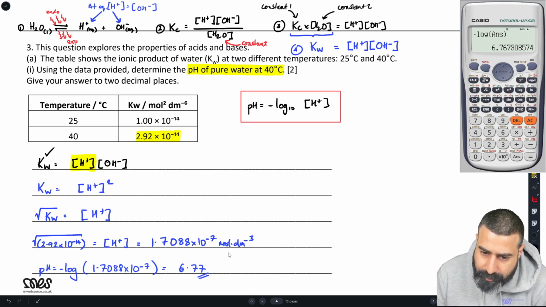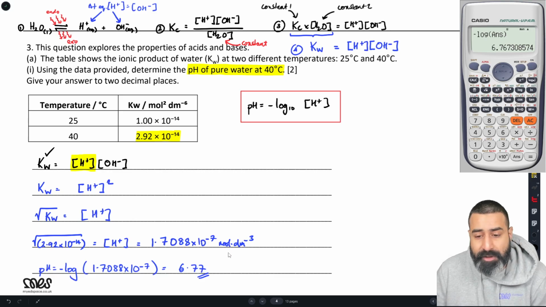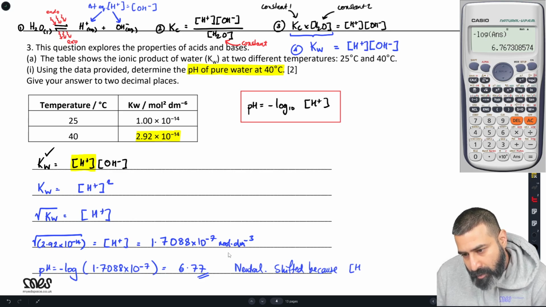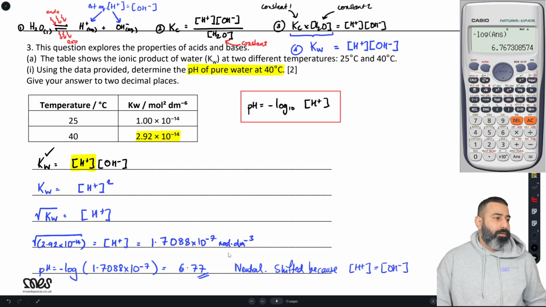And that is a pH, and it's gone in the direction that we expected it to go. Still neutral, so the neutral point of water has just shifted. But shifted because the H plus concentration is equal to the hydroxide ion concentration.